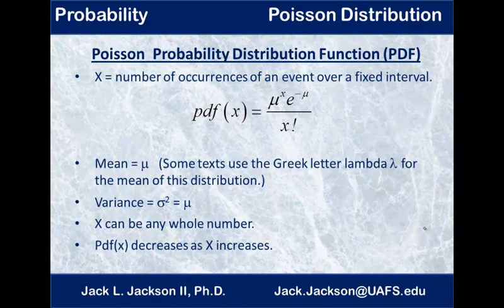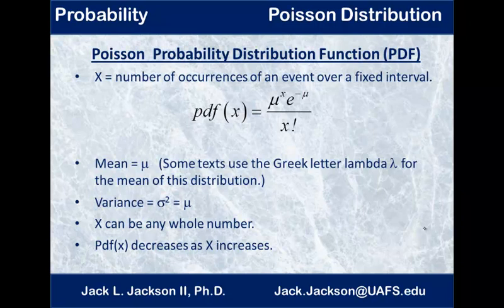It's actually a fairly simple formula for the PDF. And again, x is the number of occurrences. Well, the PDF of x is mu to the x power times e to the negative mu over x factorial. Now remember, x is going to be the number of occurrences of the event, so that's going to be a whole number, 0, 1, 2, 3, 4, 5, on up to forever, at least in theory. Mu, as you might expect, is in fact the mean of the distribution.